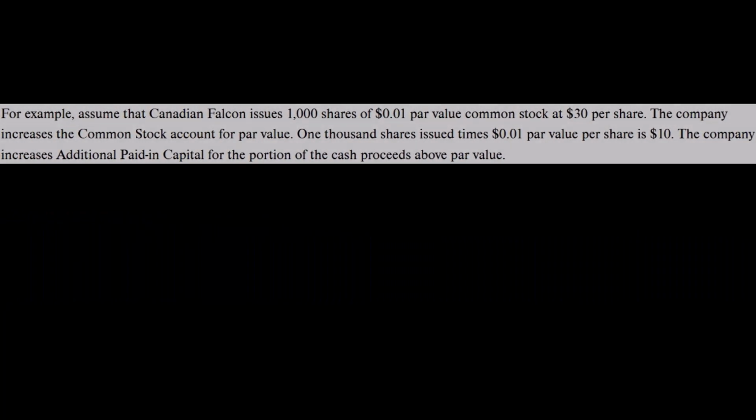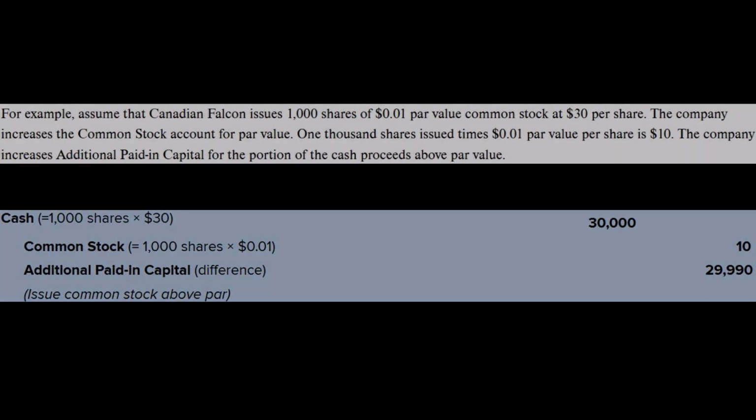For example, if a company issues 1,000 shares of a penny par value common stock for $30 per share, the full $30,000 cash is debited. $10 is credited to common stock, and the remaining $29,990 is credited to additional paid-in capital.